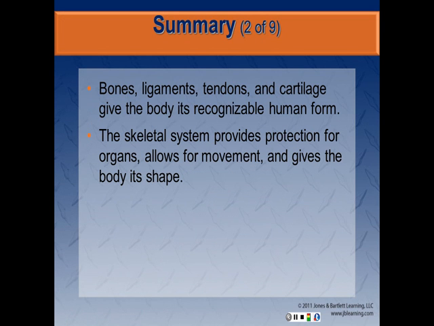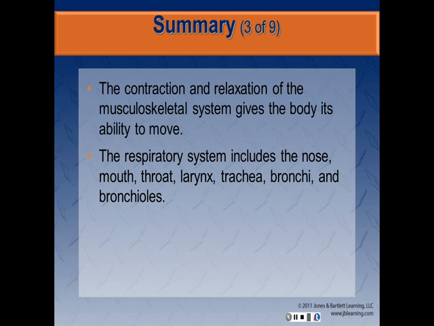The skeleton gives the body its recognizable human form through a collection of bones, ligaments, tendons, and cartilage. The skeletal system provides protection for fragile organs, allows for movement, and gives the body its shape. The contraction and relaxation of the musculoskeletal system gives the body its ability to move.